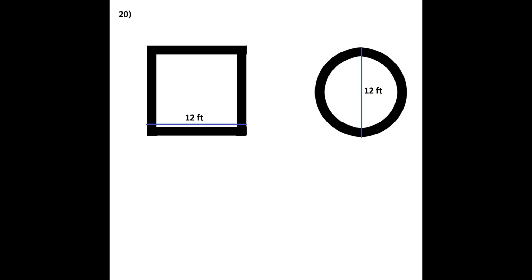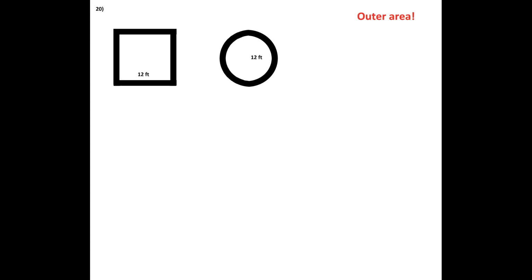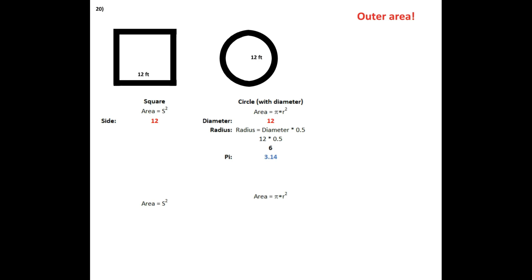Those 2 half circles make a full circle. Now, the box has one side of 12 feet. The circle has a diameter of 12 feet. So let's calculate the outer area first. This is going to be a case where we subtract the inner area, the part in white, from the outer area, the entire shapes.